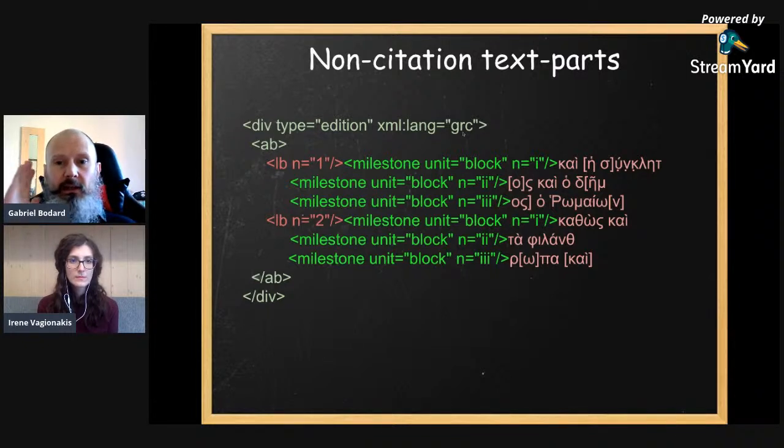And we simply say this milestone marks where a block begins, and block number 1 begins here, and we have these letters on. Block number 2 begins in the middle of that word synkletos, and block number 3 appears in the middle of the word demos. On line 2, block 1 begins at the beginning, block 2 begins again in between two words, block 3 begins again in the middle of a word.